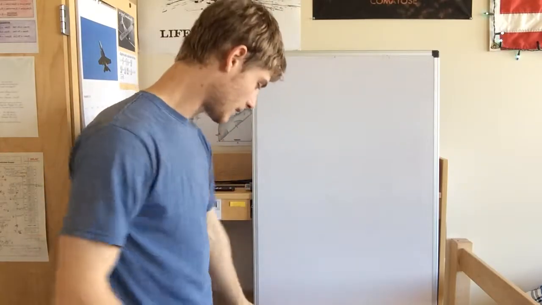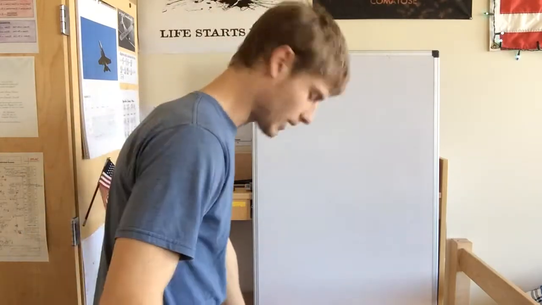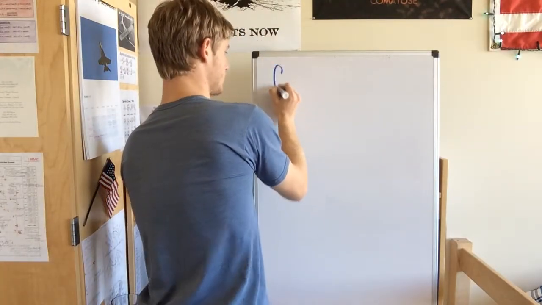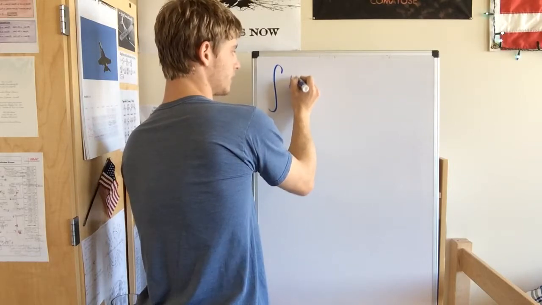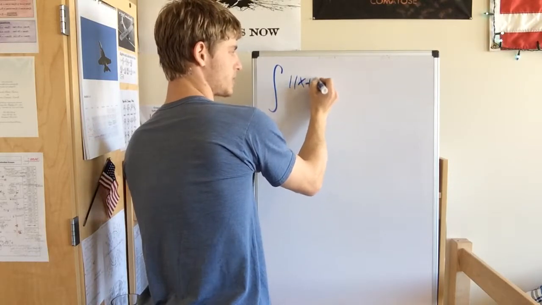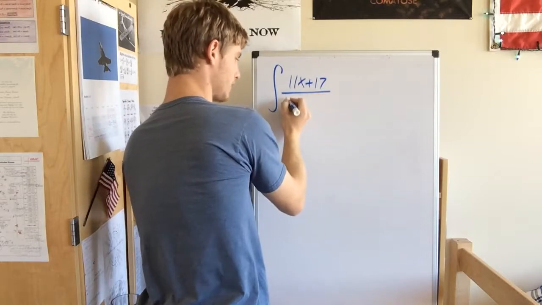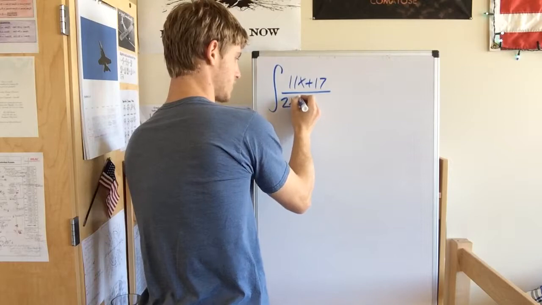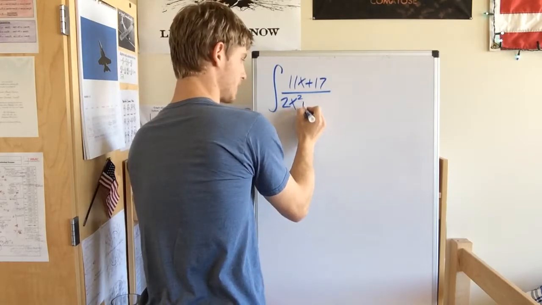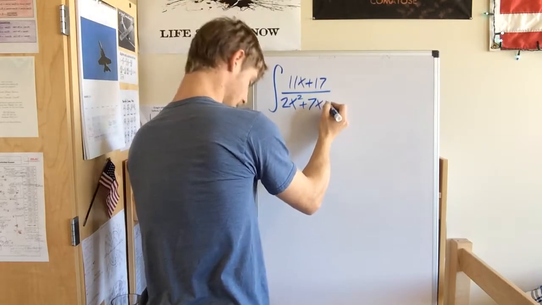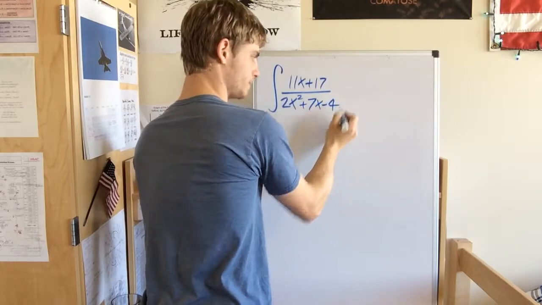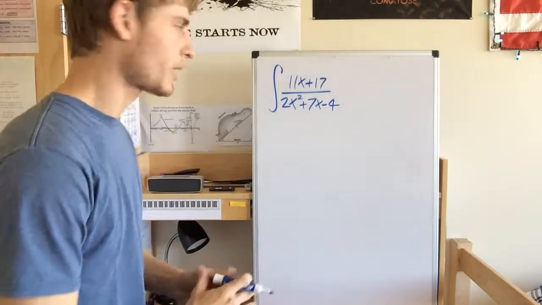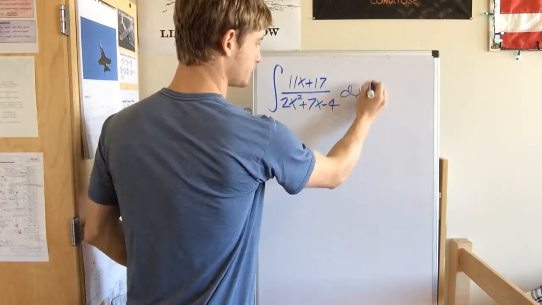So I'm going to take a problem out of a textbook here. I'm going to go ahead and work through this. So the problem we have is the integral of 11x plus 17 over 2x squared plus 7x minus 4. Well, what can we do with this? Well, there's a few things we can do that actually get kind of cool. And I've got dx over here.